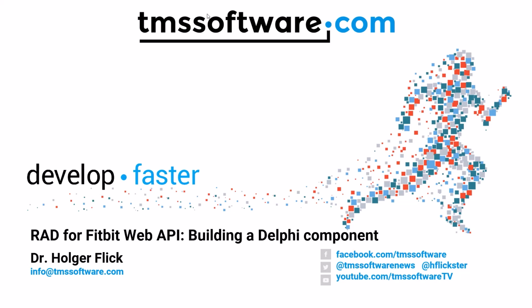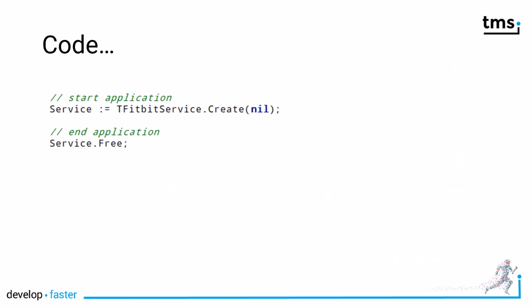Today I want to show you rapid application development for the Fitbit Web API using the FNC Cloud Pack, and we're going to convert an existing class into a Delphi component because Delphi is all about components. We want to drop components on a form and it's much easier than writing code.